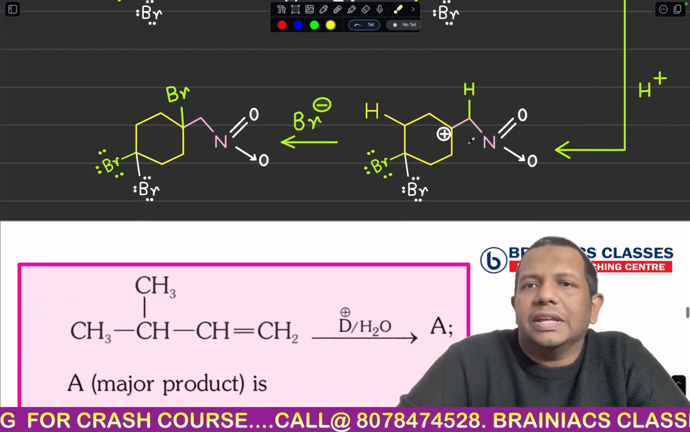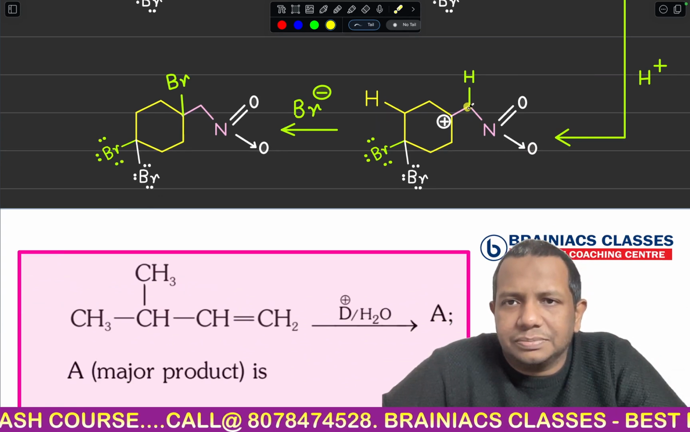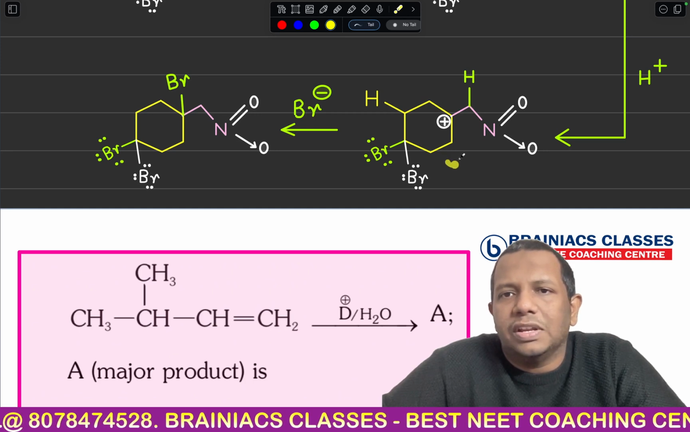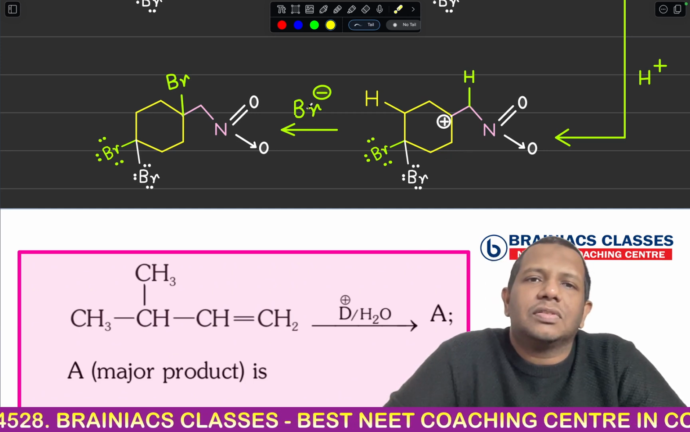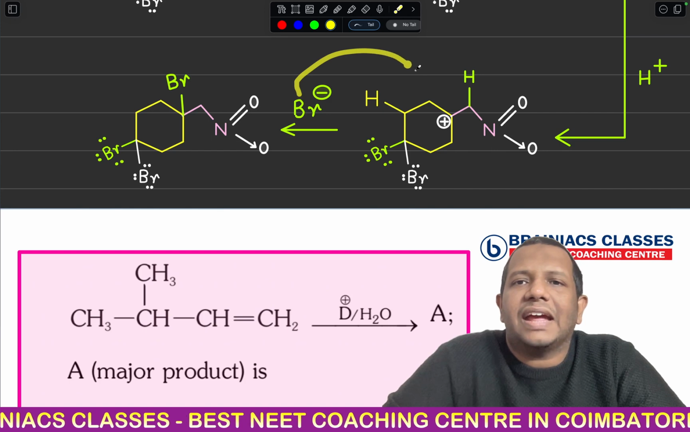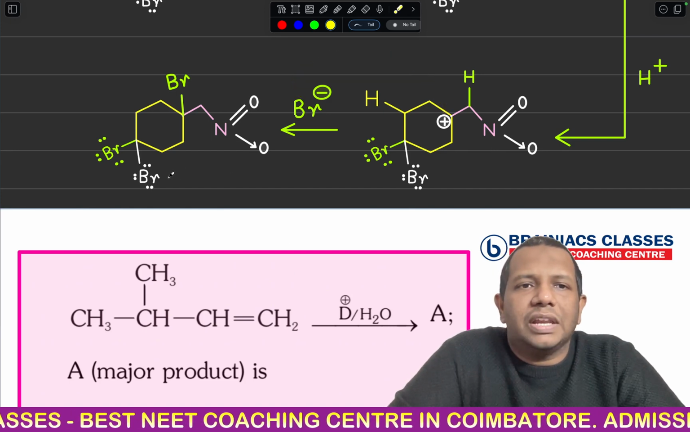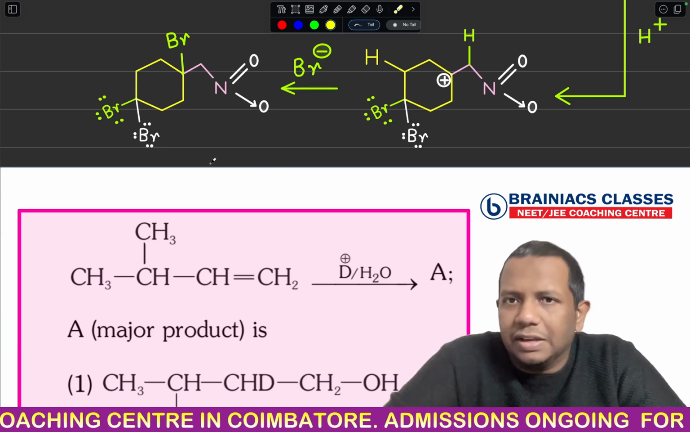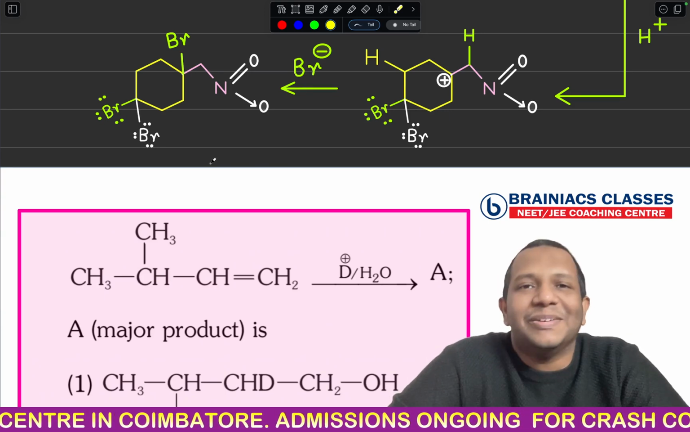Now what will happen? The H plus approaches here and will attack the negative side, and you will get a carbocation intermediate like this. Now in the next step, the Br minus will attack the positive side, and you will get a compound like this. So this is my final product. Hope you are getting the idea. Okay, idea is very important.